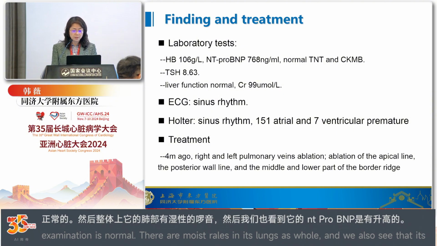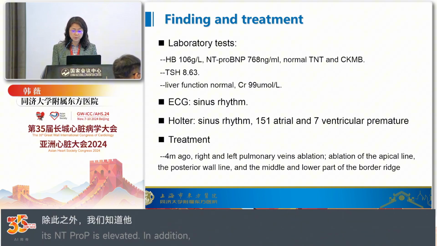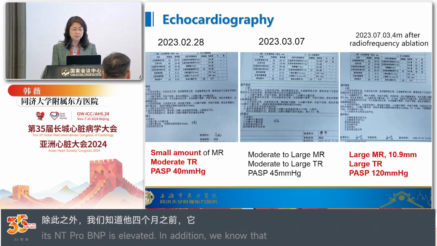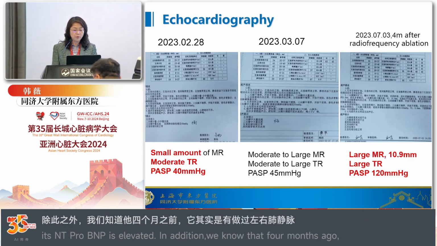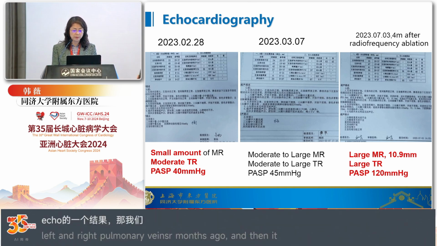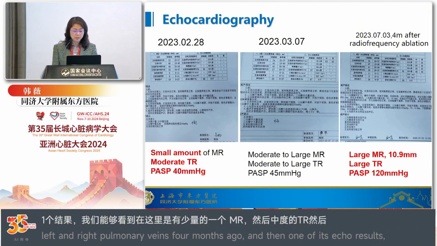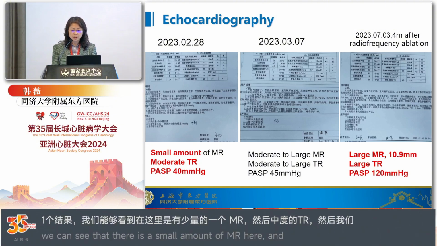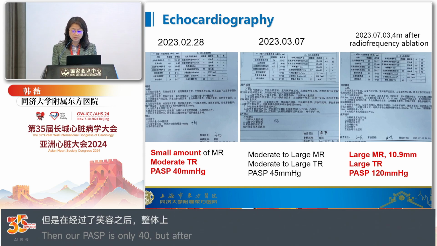Four months ago, she underwent right and left pulmonary venous ablation. This is an echo. Before ablation, there was just a small amount of mitral regurgitation and moderate TR, and the pulmonary artery systolic pressure was just 40 millimeters of mercury. But after the ablation, there was an increase in the mitral regurgitation, the tricuspid regurgitation and the PASP.